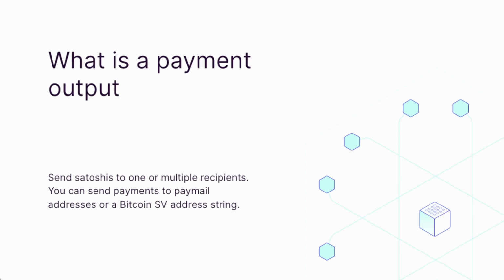The Satoshi is the smallest denomination of the cryptocurrency Bitcoin. It's equivalent to 100 millionth of a Bitcoin.